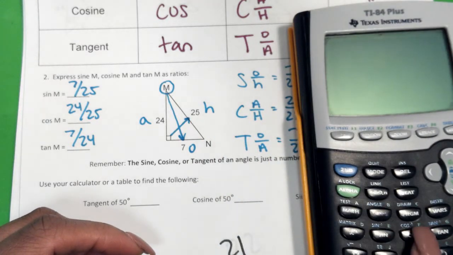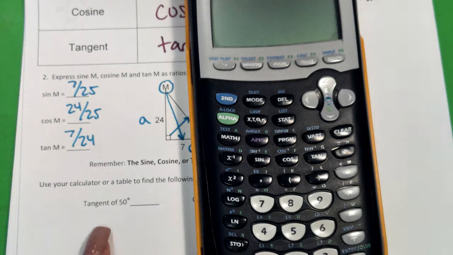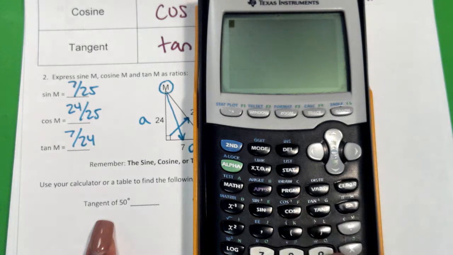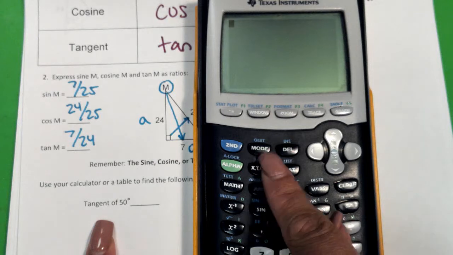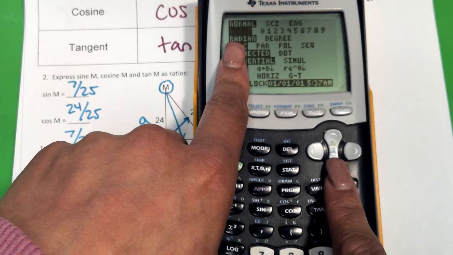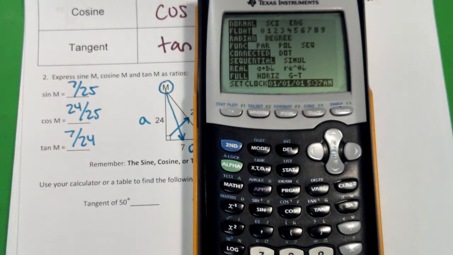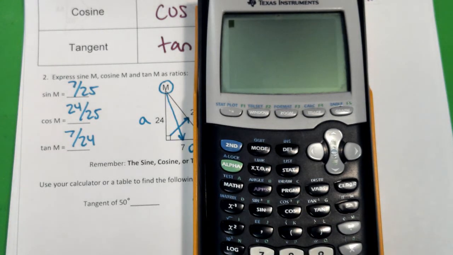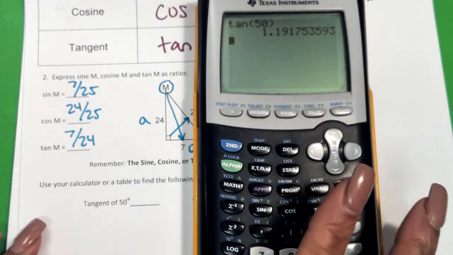With your calculator, this is where we get to use the trig functions. For our first one, we are looking for tangent of 50 degrees. Before we do that, always go to mode. Hit the mode button and go down. You see where it says radian? We're actually going to put that to degree mode. Make sure you hit the enter button and then exit out. Now it should be able to get the right answer. Tangent of 50 degrees is 1.19.